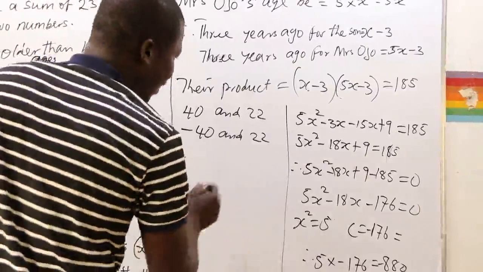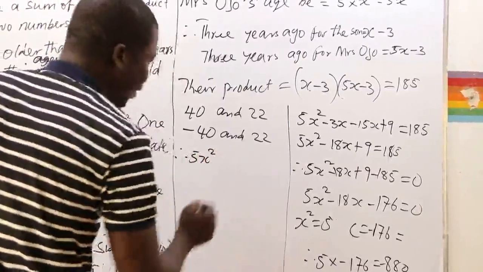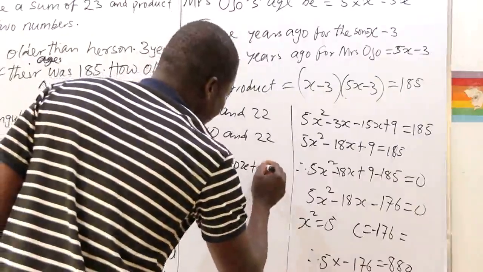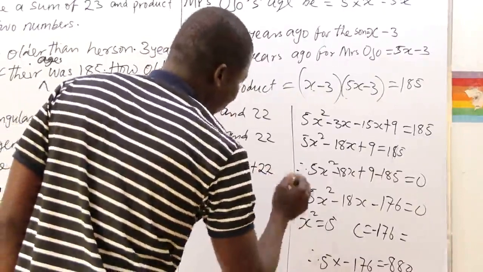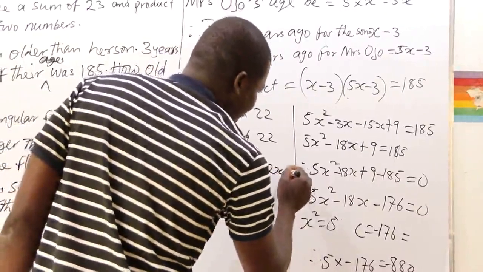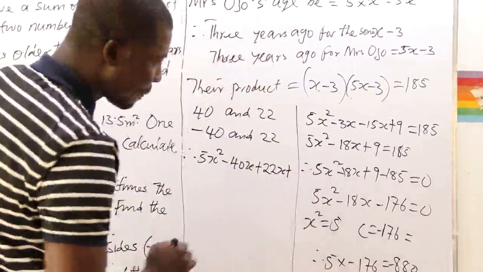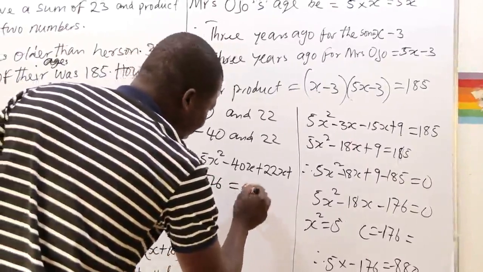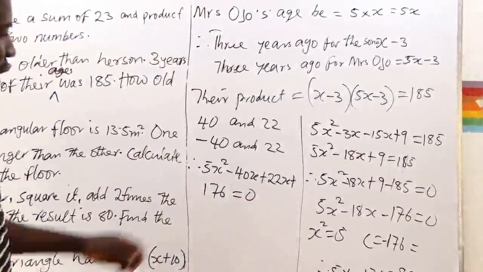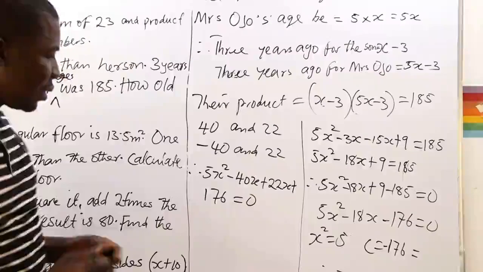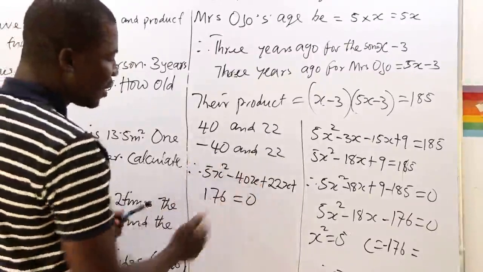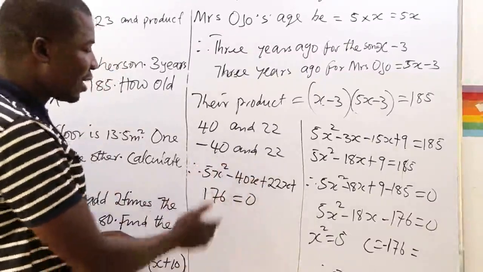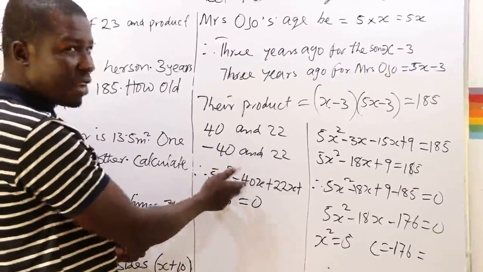So therefore, we say 5x squared minus 40x plus 22x plus 176 is equal to 0. So now we can factorize this by grouping. Between 5x squared and 40x, what is common? The number that can divide each of these terms exactly is 5x, because there is x here, there is x here.